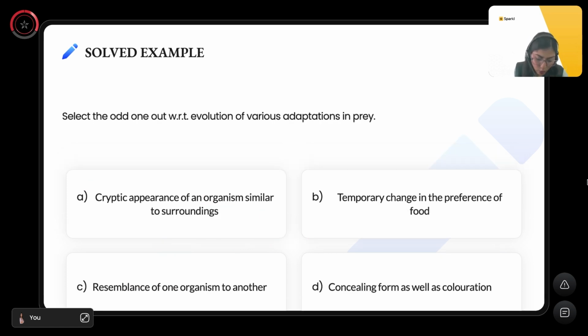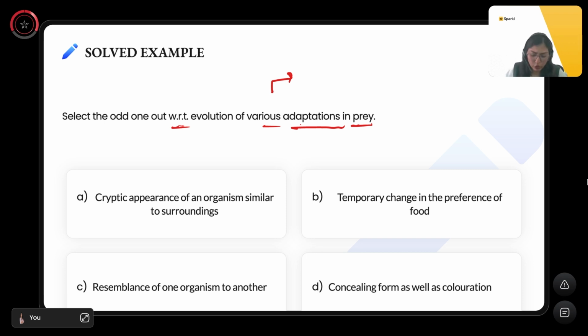Select the odd one out with respect to evolution of various adaptations in prey. Now predation से बचने के लिए बेटा जो prey होता है वो भी अपने अंदर adaptations लेके आता है. Now what are these different types of adaptation that you see? सबसे पहला टाइप तो अगर आप देखोगे बेटा predation में तो there can be morphological adaptations which are built by the predators, prey.